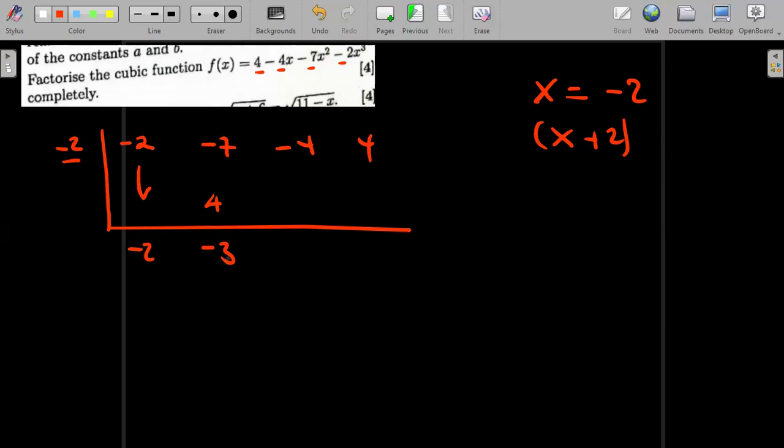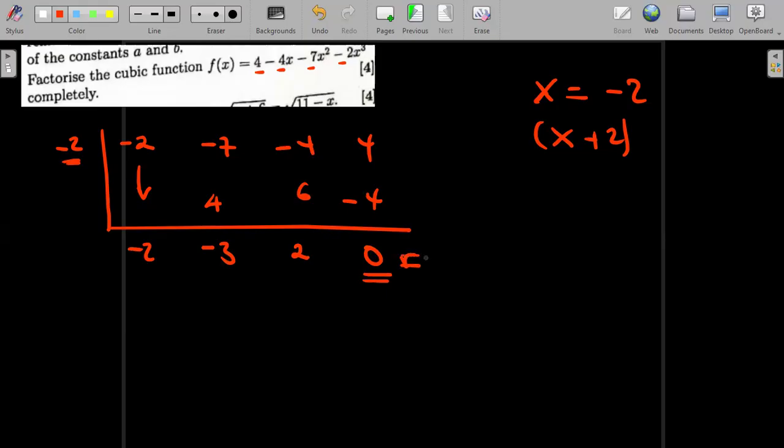Then this negative 3, I multiply by the negative 2, I'll just get positive 6. Add the 2, I'll just get 2. 2 multiplied by that negative 2, I'll get negative 4. And this here gives me 0.